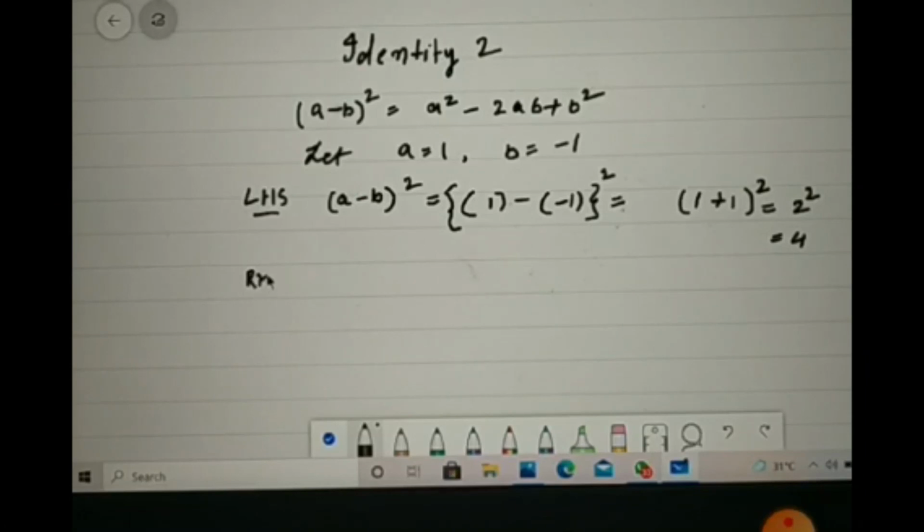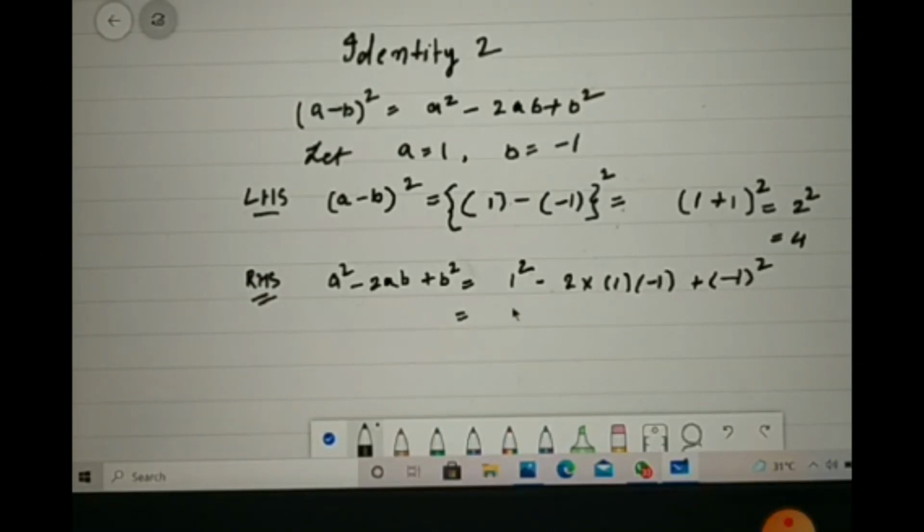And RHS is a square minus 2ab plus b square. So we write the RHS and let us substitute the values. 1 square is a square, minus 2 into a is 1 and into b is minus 1, plus b square is minus 1 whole square. Now we solve. 1 square is 1, minus and minus is plus, 2 ones are 2, plus minus 1 whole square is 1. So 2 plus 1 is 4. So here we have LHS and RHS both equal to 4.